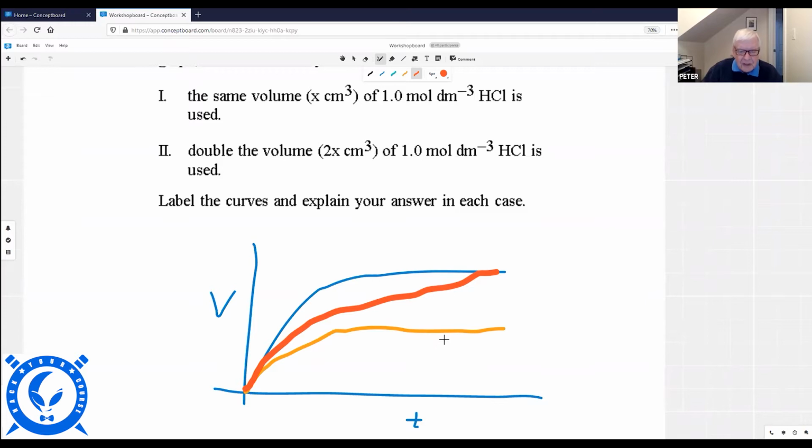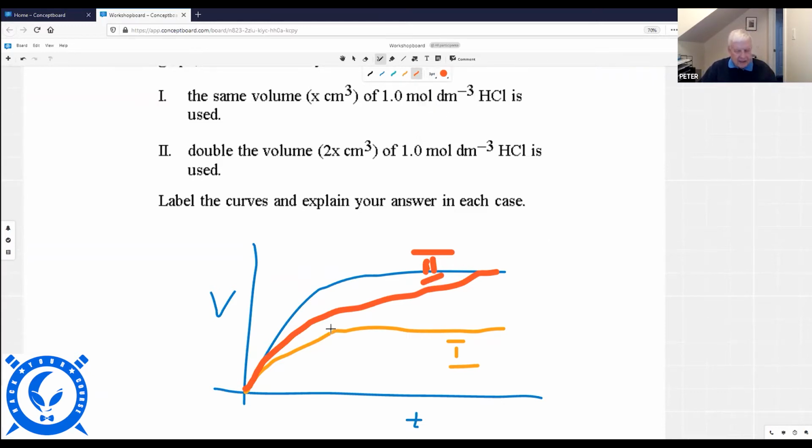The orange one is I. This is I. The red one is II. I should make that a 3 instead. Oh, it is 3.5 point. I'll make it 3. Make it simpler.